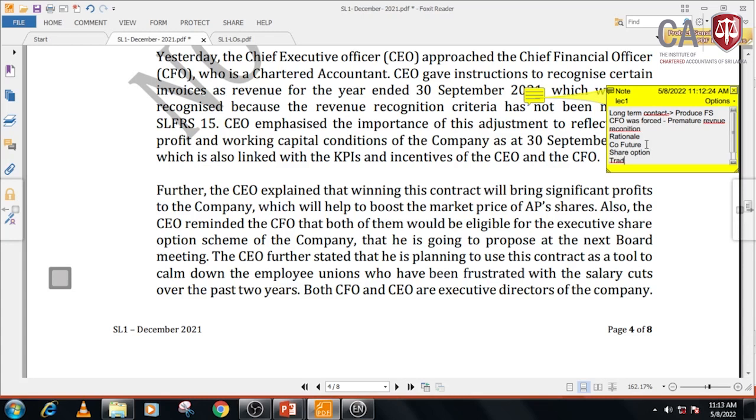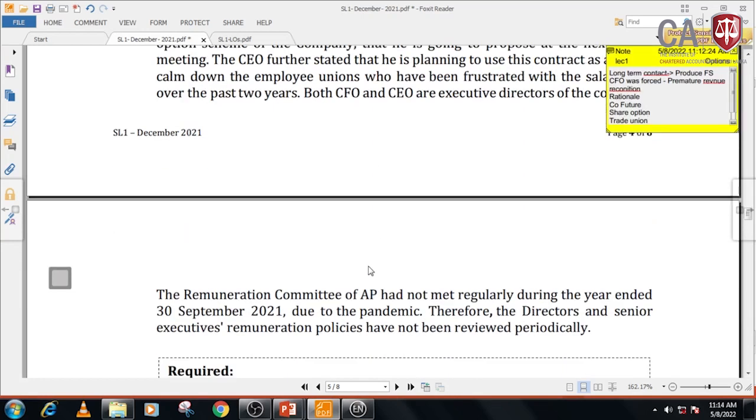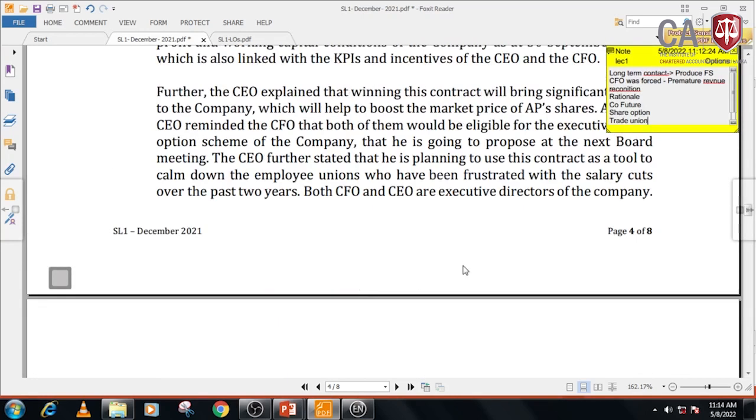Now, can you really calm down, because you are giving misleading information to people who are frustrated with their salary cuts over the past 2 years. Both CFO and CEO are the executive directors of the company. In this case they are not only management, they are also directors. Now, how do we act? Because the director's interest is to challenge the management. In this case, this word is very, very important: when you write, there is a clear conflict of interest.